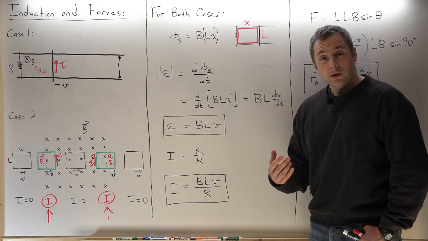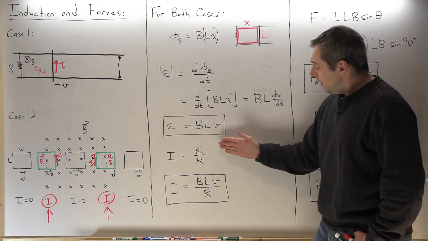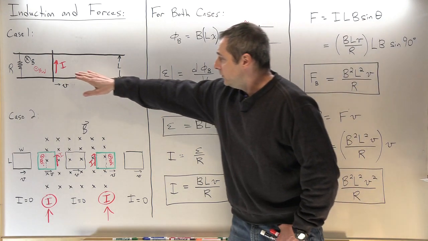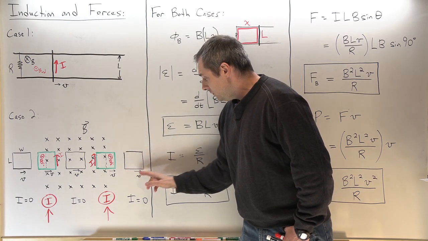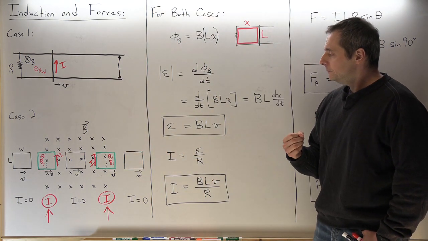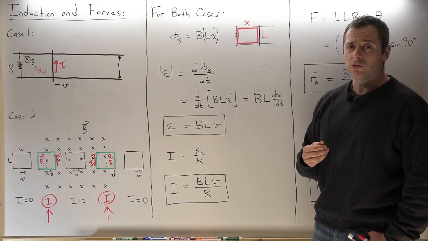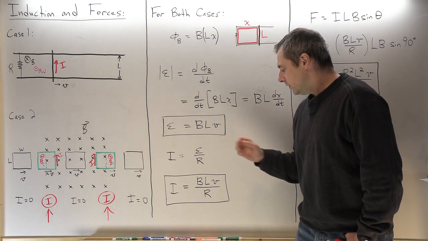Next, we want to determine the current. So we just use Ohm's law, V over R. Now, we have a resistor in that coil, but there's no resistor here. But as you remember, wire itself has resistance. So it'd just be the resistance of the coil.